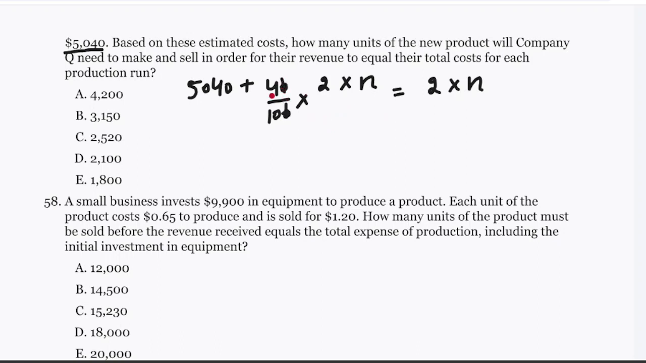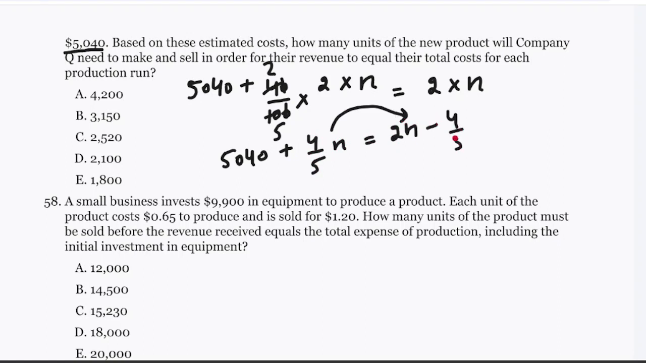Total cost: 5040 plus 40% of $2, and there are n number of units, equal to n number of units multiplied by the selling price per unit, 2, into n. That is 2 into 2, 4 by 5 n. That is equal to 2n. Taking this towards the right hand side, it will be subtracted. It will be cancelled from here. It went to the other side.